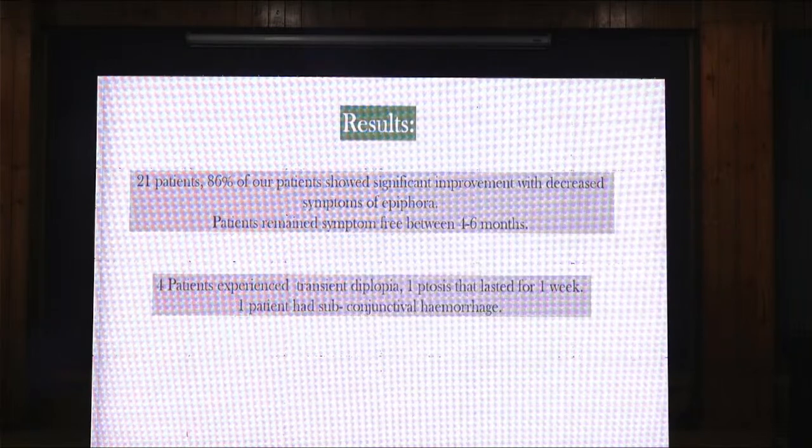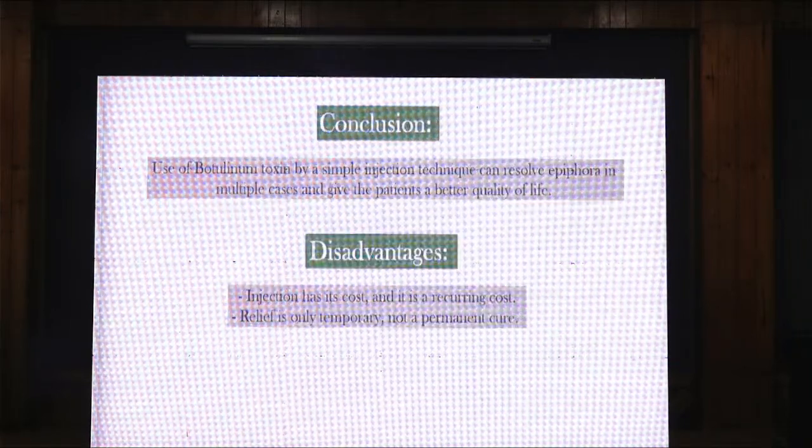Out of the 25 patients, 21 patients, that is 86%, showed significant improvement with decreased symptoms of epiphora. Patients remained symptom-free for 4 to 6 months. Four patients experienced transient diplopia, one patient had ptosis that lasted for a week, and one patient had subconjunctival hemorrhage. I would like to conclude by saying that Botox is a simple injection technique that can resolve the epiphora and give the patients a better quality of life.